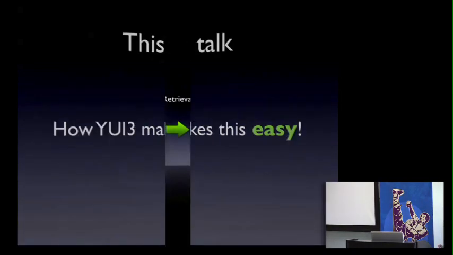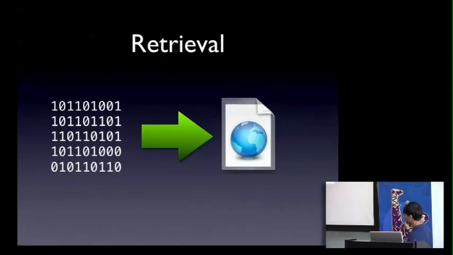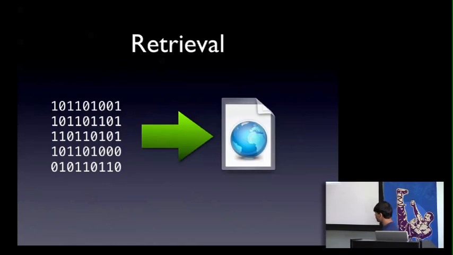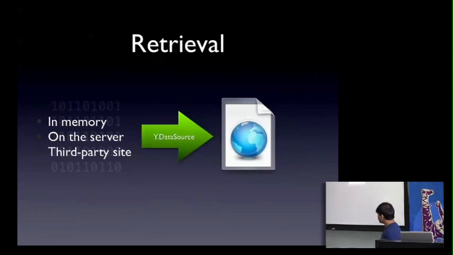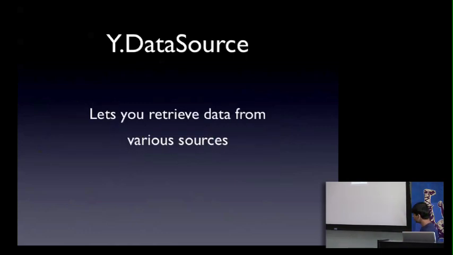So on that note, let's start by looking at retrieval, which is the first step. Data can exist anywhere, right? It can exist in memory in a JavaScript array. It can exist on your server. It can exist in some third-party site. And using data source, we're able to get this data onto our page no matter where it exists. So that's what data source is in a nutshell.